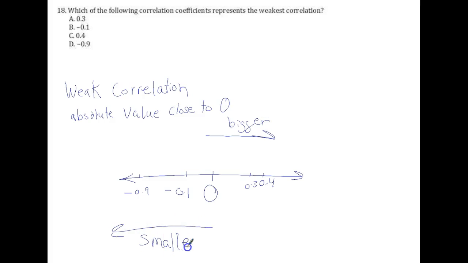So, look at the distance. Which one is closest to 0? The 0.1 is closer to 0. So, B is the right answer.